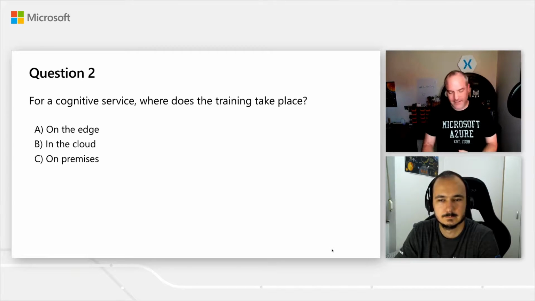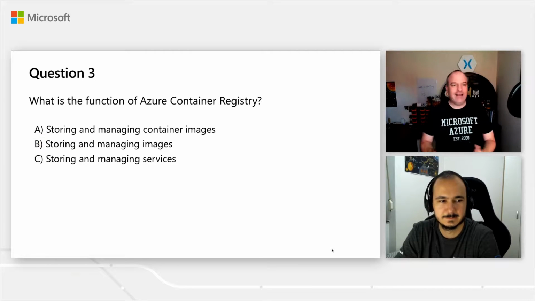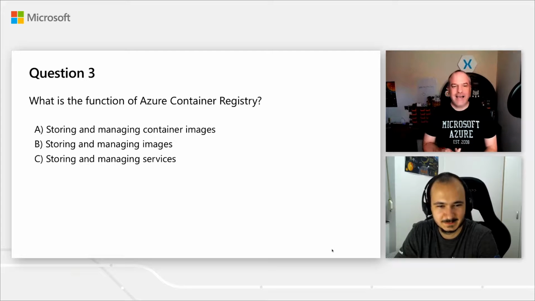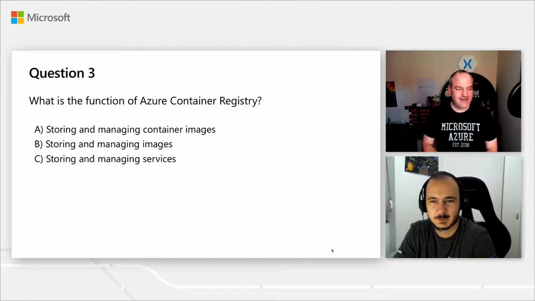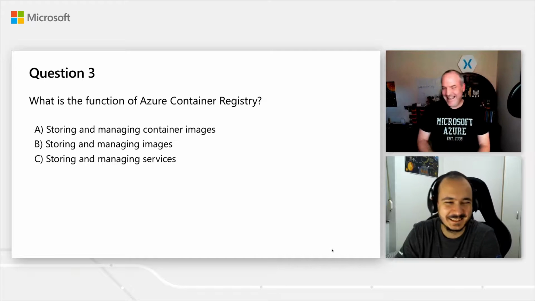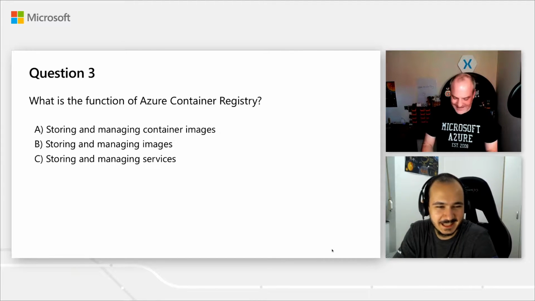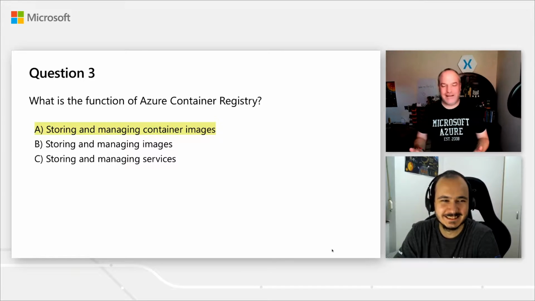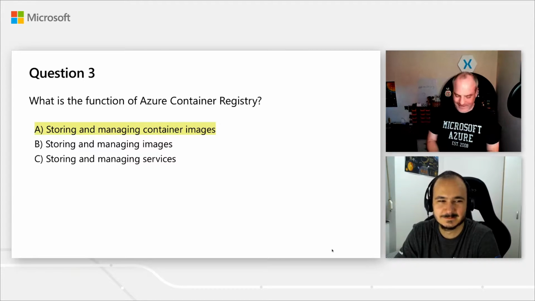So this is trained in the cloud. In the cloud. And last question, what is the function of the Azure Container Registry? Is it A, storing and managing container images, B, storing and managing images, or C, storing and managing services? So I guess I asked a good question in the beginning. The answer is A, storing and managing container images. That's right. It's like a package manager type thing for container images.